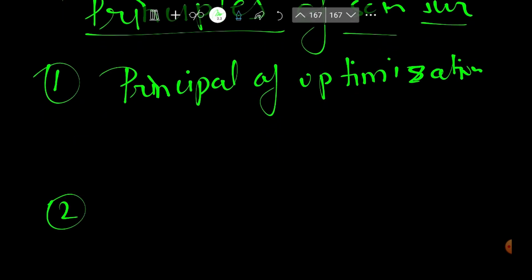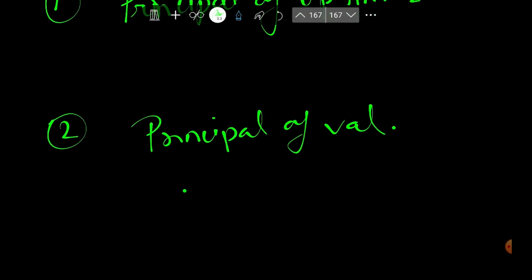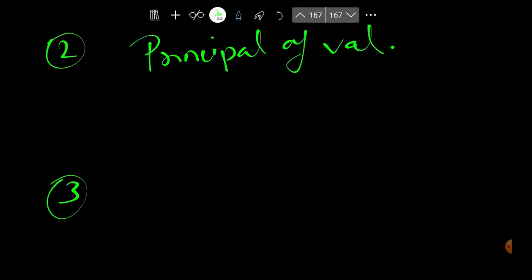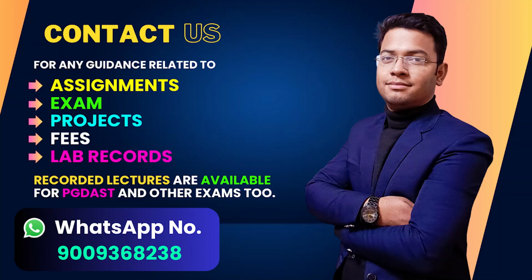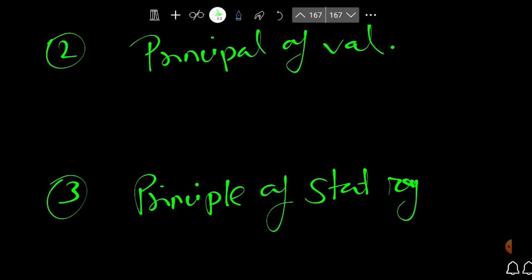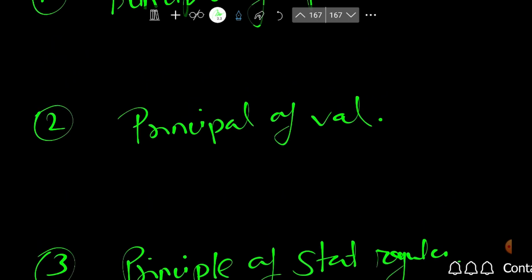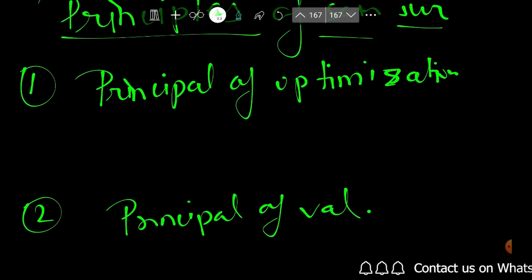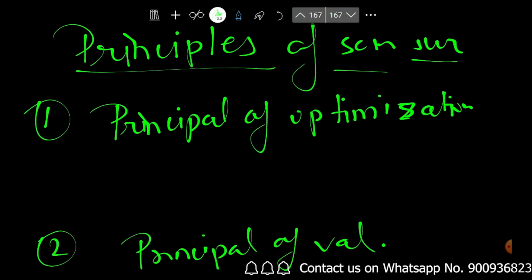Second point is the principle of validity. And the third point is the principle of statistical regularity. These are the three principles of sample survey.